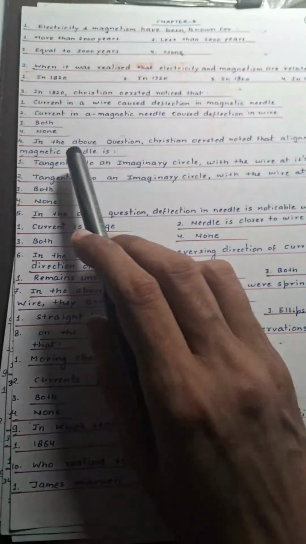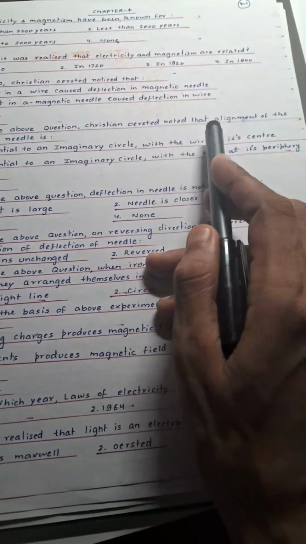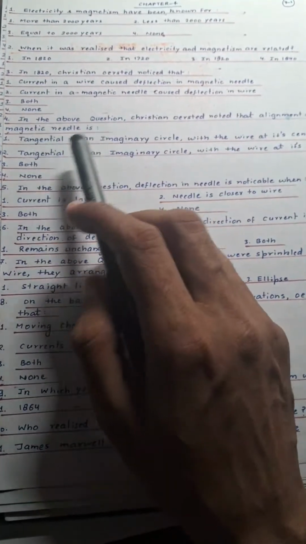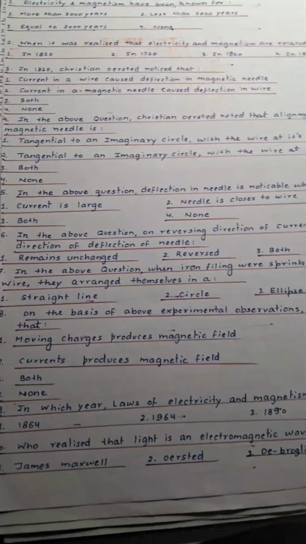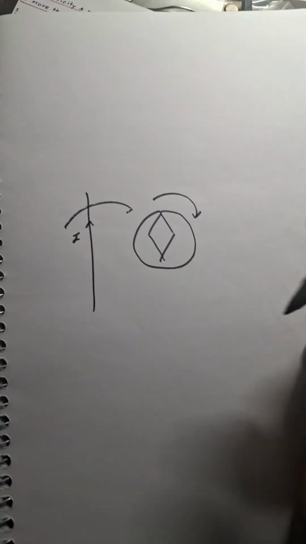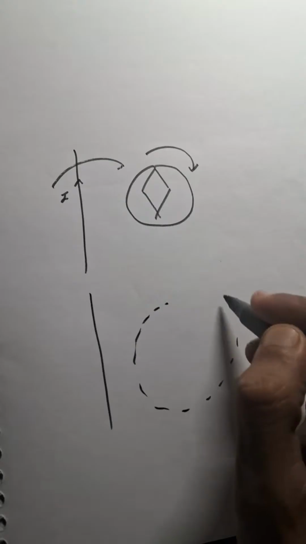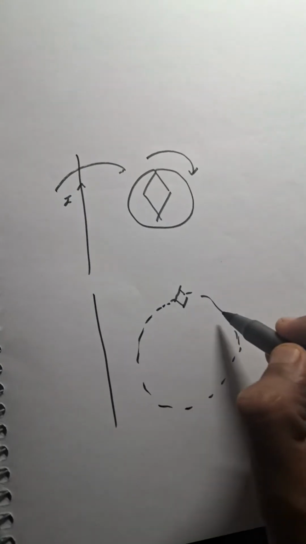Then we have question number 4. In the above question, Christian Ørsted noted that alignment of the magnetic needle is tangential to an imaginary circle with the wire at the center. So when he performed this experiment, let's understand the concept of this. He found the deflection of the magnet, if we draw the needle in different possible cases, then it can be drawn like this.